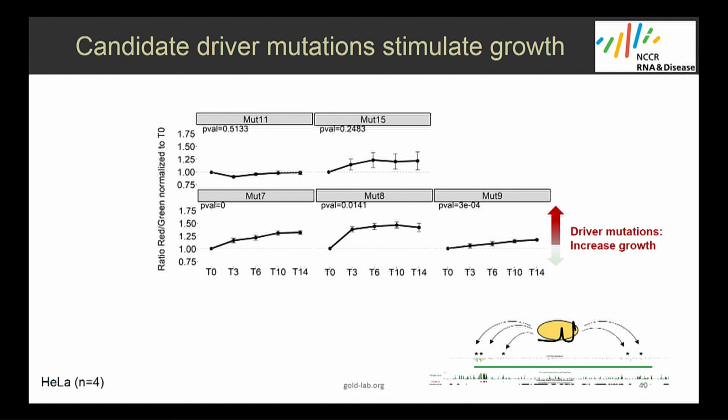So this is the opposite. This is not a loss of function, because we've shown loss of function causes less proliferation. This is a gain of function in this lincRNA at multiple locations.